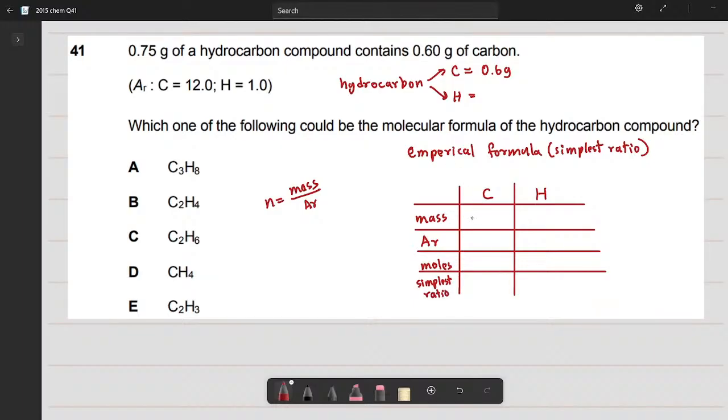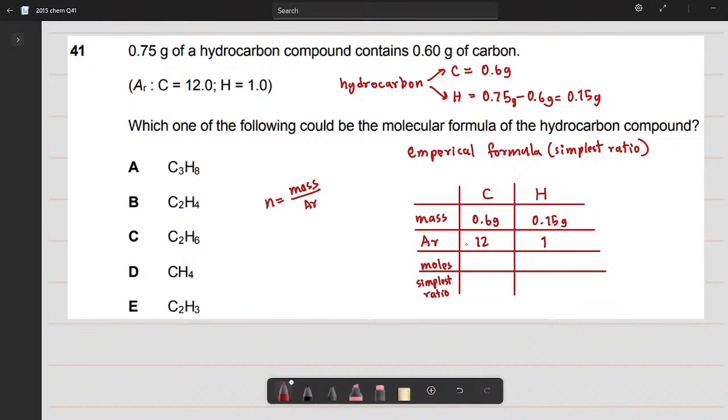So we're given the mass of the carbon only. So to find the mass of hydrogen, we're just going to subtract the mass of carbon, 0.6, from the mass of the hydrocarbon, 0.75 grams. So this will give us 0.15 grams of hydrogen. So now we have the mass of hydrogen. So we're going to simply divide by the atomic mass. So the given atomic mass is 12 grams per mole for carbon, and for hydrogen it's 1 gram per mole.